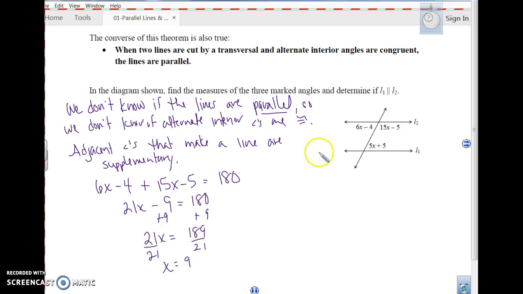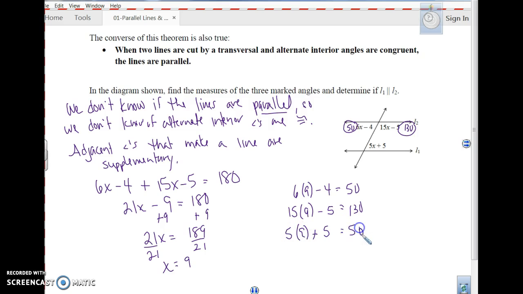All right, so now if we use x equals 9, 6x minus 4 is 6 times 9 minus 4, is 54 minus 4, which is 50. So this angle right here is going to be 50. All right, 15x minus 5, if I did that correctly, 15 times 9 minus 5, 15 times 9 is 135 minus 5 is going to be 130, because these two are supplementary. Okay, now let's do 5x plus 5. 5 times 9 plus 5. 45 plus 5 is 50. So that means that these two angles, our alternate interior angles, are congruent.